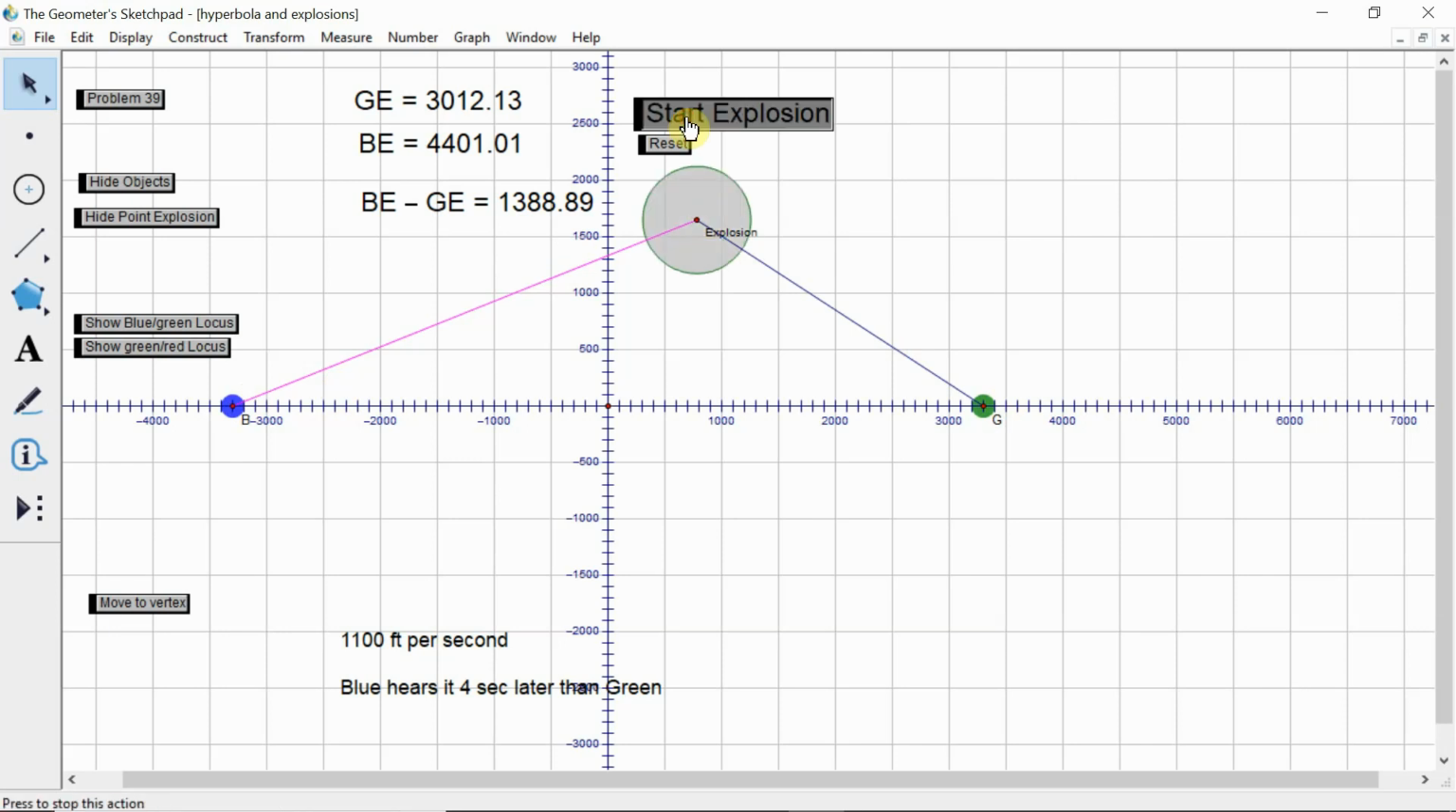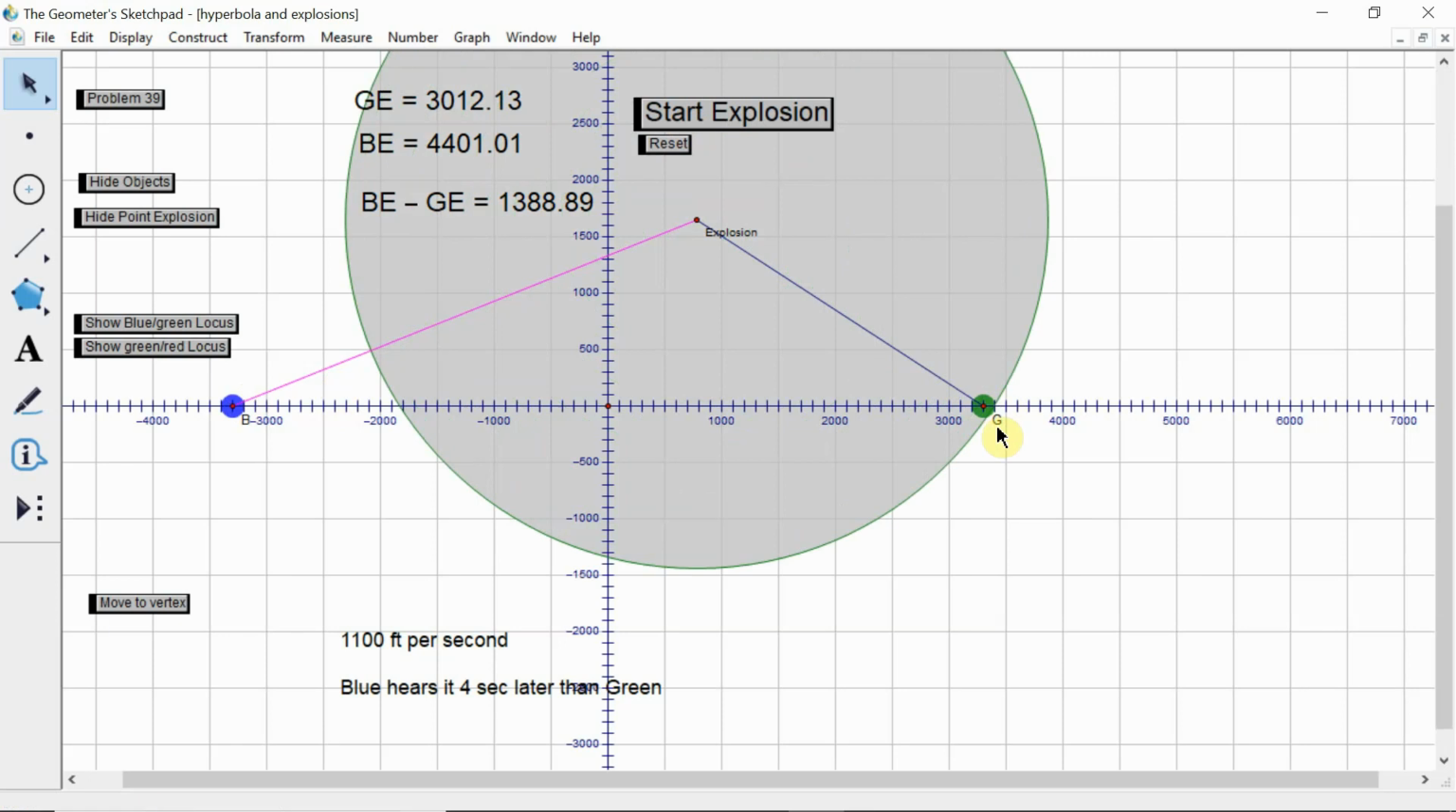For example, if I start this explosion and I could stop it when I got exactly to the green one, there is some leftover distance the explosion has to travel. If I know sound travels at 1100 feet per second, and I know the time difference, then I would know how far this is. So in my made-up example, blue hears it 4 seconds later than green. Green has just heard it, the circle has expanded out and touched the green listening post, it's recorded, timestamped. There are 4 seconds to go until it reaches here.